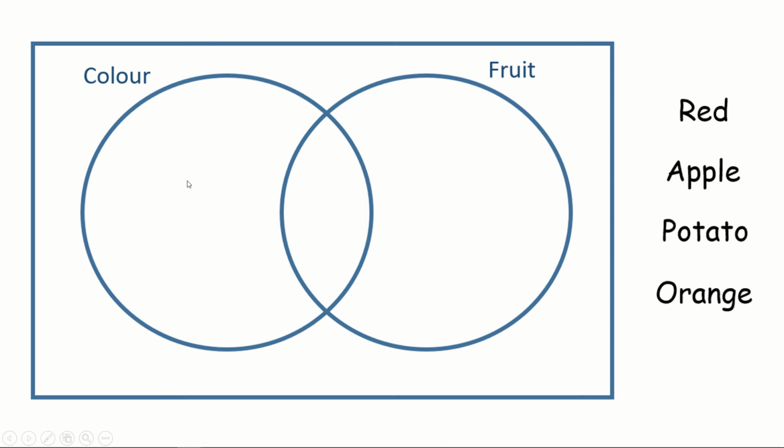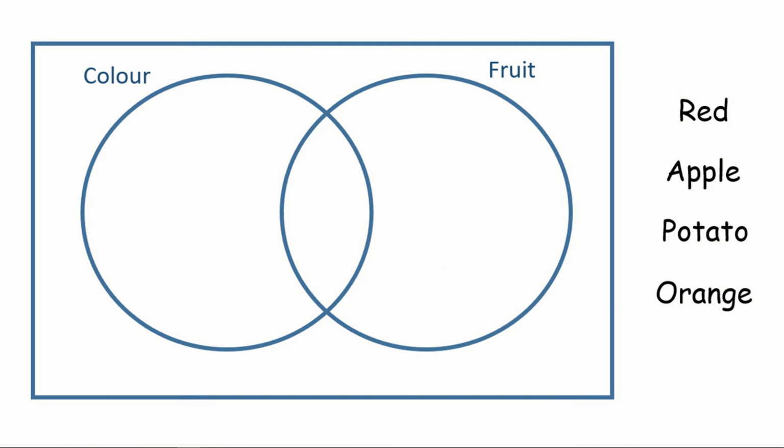Okay, so first things first, this is a Venn diagram. It's not a mathematical one, but it will demonstrate how one works. We've got a circle on the left for colour and a circle on the right for fruit, and we have got an overlap in the middle. Outside the circles but inside the box we have got the words red, apple, potato and orange to put in the Venn diagram in the right place.